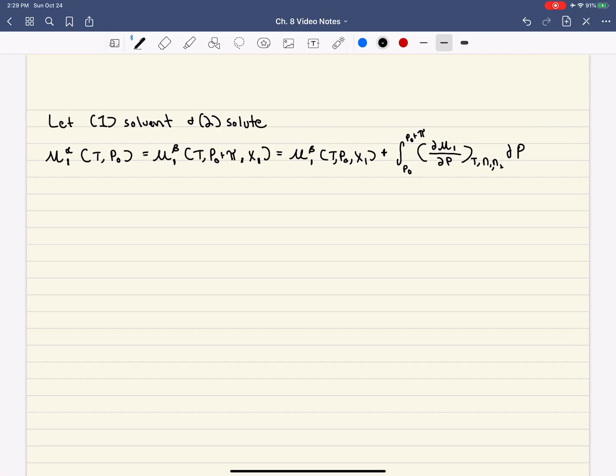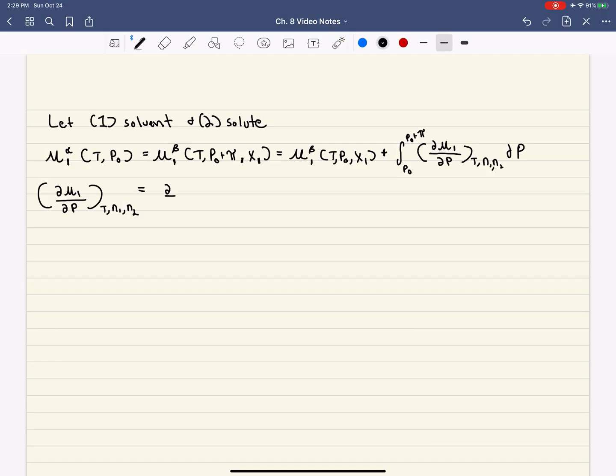As the pressure changes from P naught to P naught plus pi. Okay? Right, and so this is just kind of similar to what we were doing in chapters 6 and 7, where we account for changes in our different energies using partial derivatives. Okay. All right, and so to account for the change in the chemical potential on the beta side, we use this term. And so for this partial derivative, at constant T, N1 and N2, really we could kind of split it up.